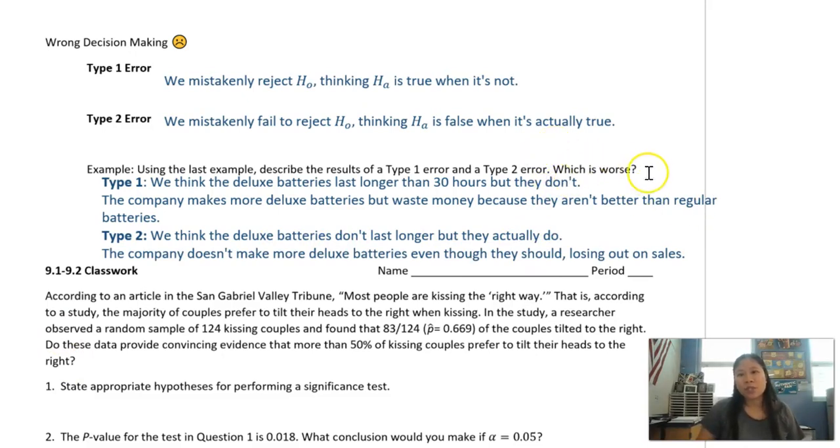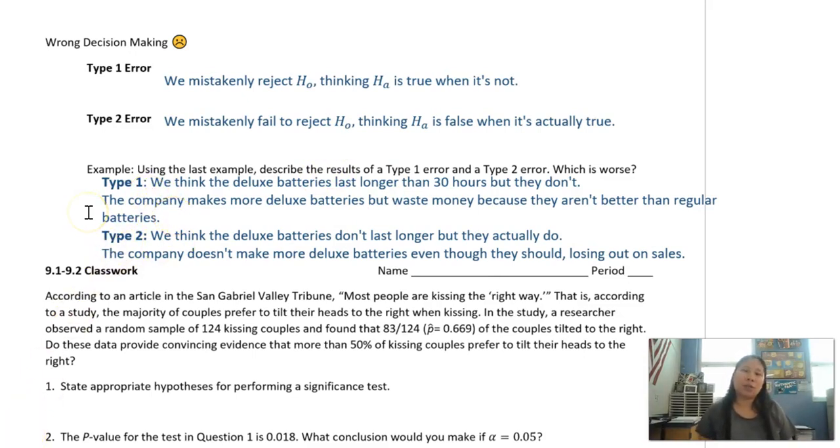To determine which is worse, if we were the company, type 1 error probably would be worse because you end up wasting money and you don't get the sales of the deluxe batteries. With type 2, you're losing out on potential sales, but you haven't fully lost out, because now you're just making regular batteries and selling regular batteries. You're not losing anything, just potential sales. So type 1 error in this case would probably be worse.